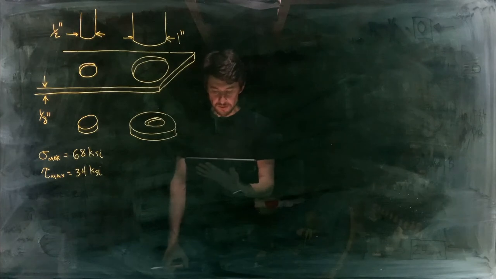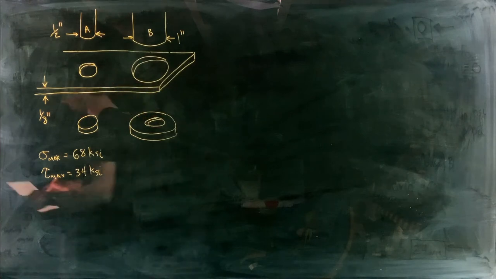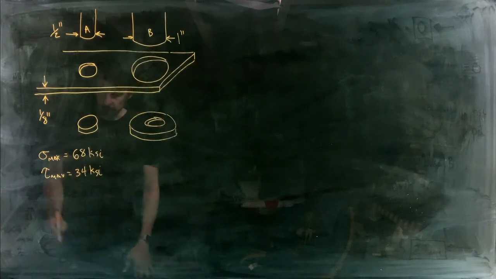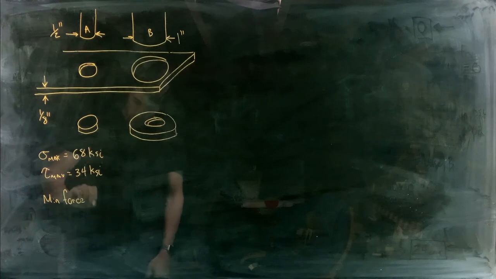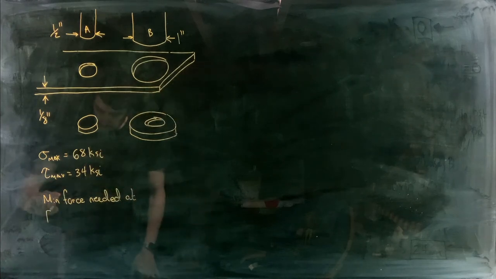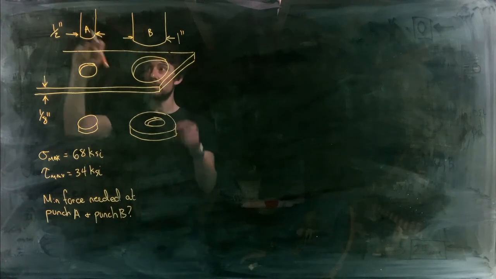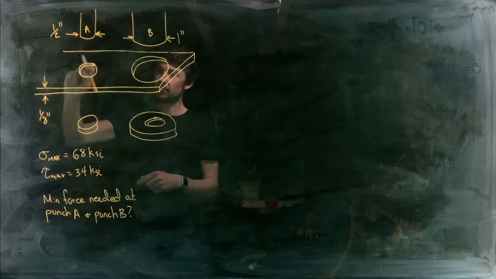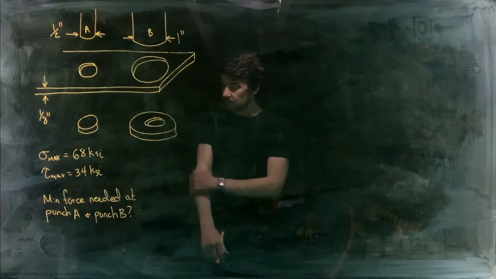Determine the minimum force that needs to be applied to punch A and punch B in order to punch the material out of that plate. Okay, minimum force that needs to be applied to punch A and punch B. So we've got the minimum force needed at punch A and punch B. So punch A, punch B, what's the minimum force that those punches have to apply to the plate to punch these shapes out, these cylinders out.